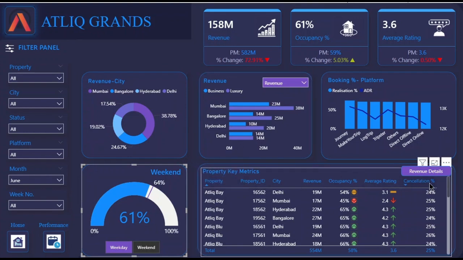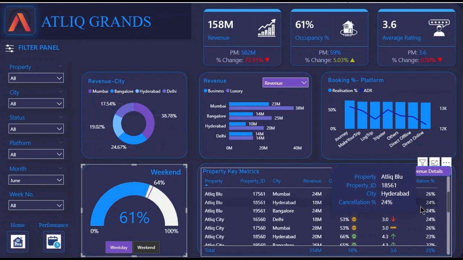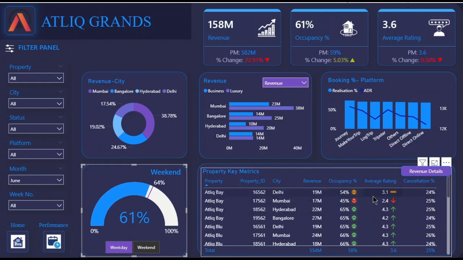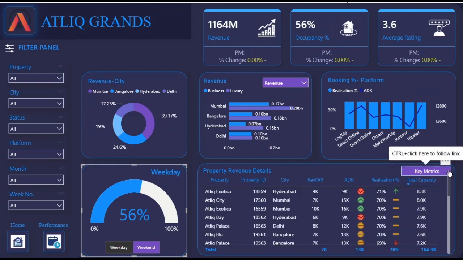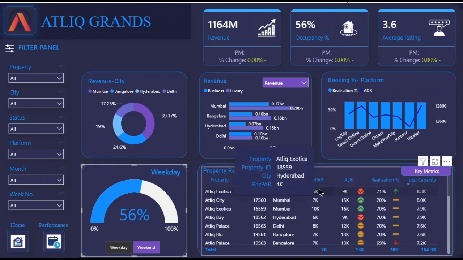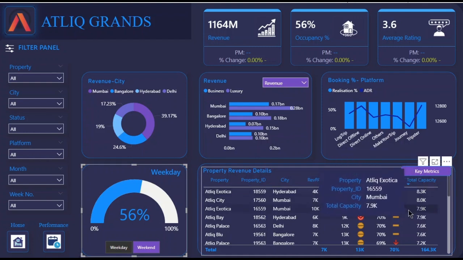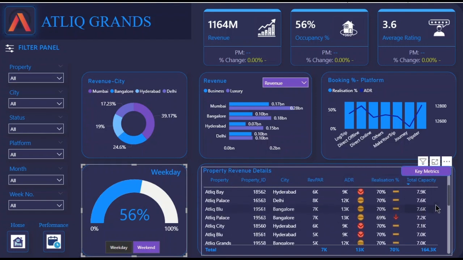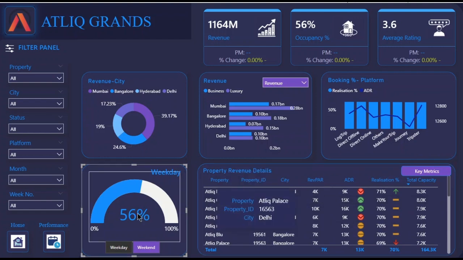Now here we have a table for the key metrics based on the property ID, city, revenue, occupancy percentage, and cancellation. As we scroll down, we can see for all the properties and for all the cities, the revenue and the following metrics. Also, I have added a button here to show some other metrics such as revenue per available room, ADR, average daily revenue, realization percentage, and the total capacity for the property and the property ID for their respective cities. So this was all about the revenue.